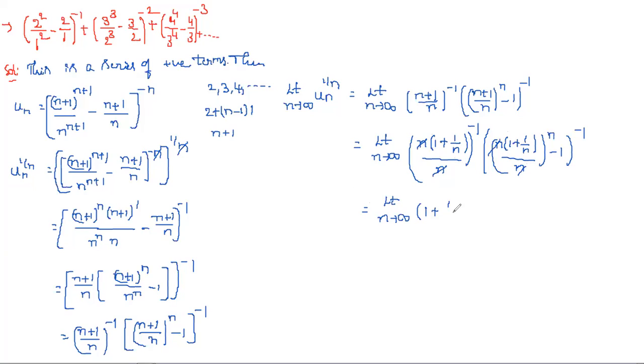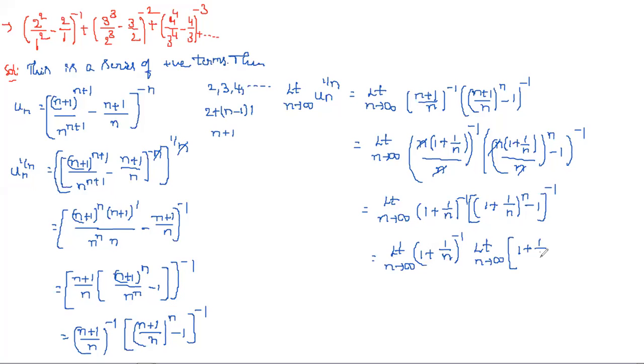1 plus 1 by n whole power minus 1. And next, it is having 1 plus 1 by n whole power n minus 1 and whole power minus 1. Now you can apply the limit for both terms. So if you apply the limit as n tends to infinity, 1 plus 1 by n whole power minus 1, into the limit as n tends to infinity, and this one we can write as 1 plus 1 by n whole power n minus 1 whole power minus 1.